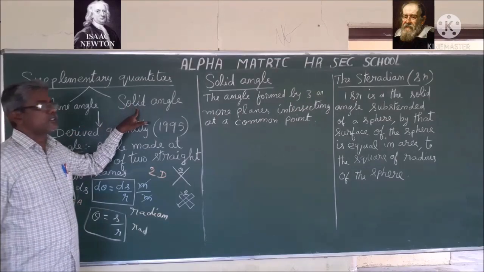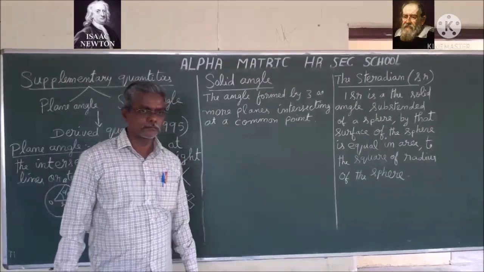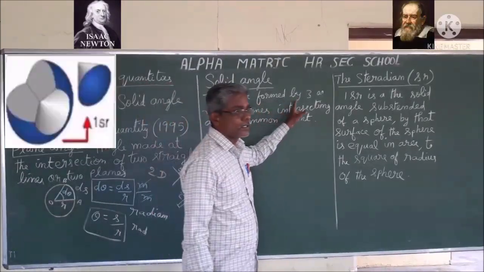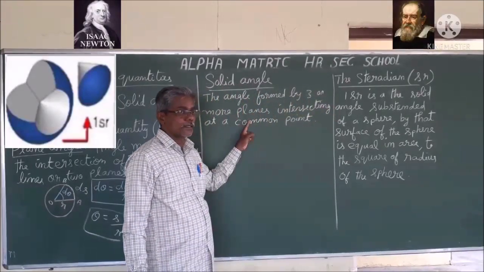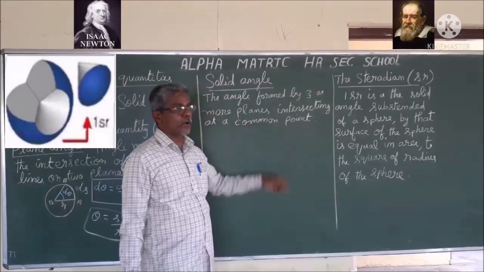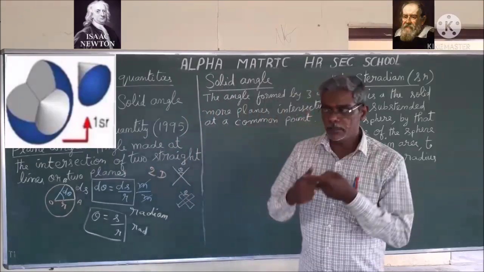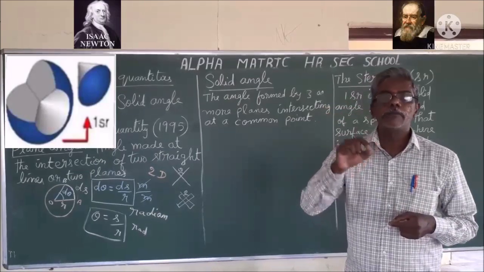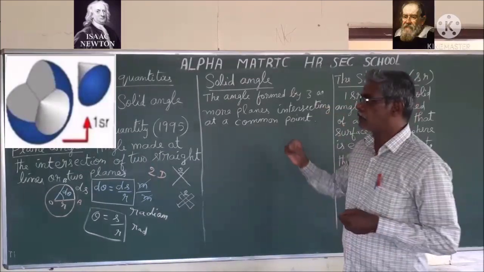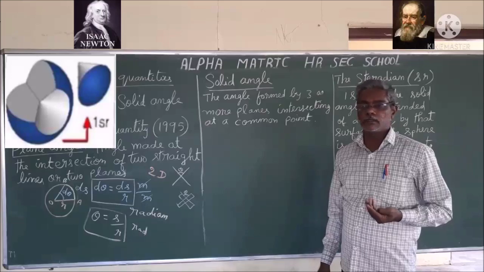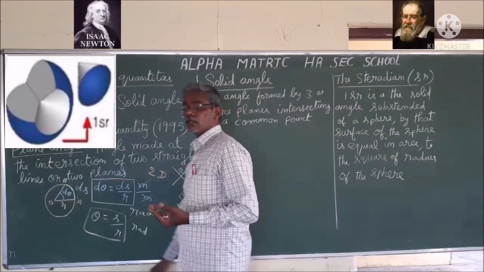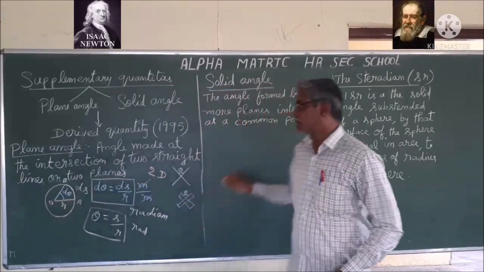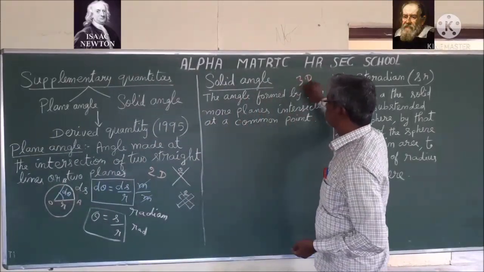So now we are going to discuss about solid angle. Solid angle is the angle formed by 3 or more planes intersecting at a common point. If you take 3 planes, these 3 planes will intersect at one particular point and it makes an angle. That angle we can call as solid angle. For example, cube and cuboid are solid angles. Now it is a 3-dimensional figure.